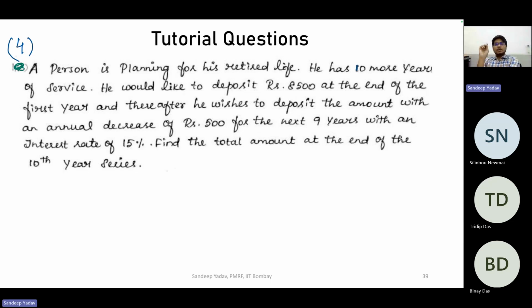He would like to deposit around 8,500 at the end of the first year. And thereafter, he wishes to deposit an amount with an annual decrease of 500 rupees for the next 9 years. With an interest of 15%, find the total amount at the end of the 10th year of the series.